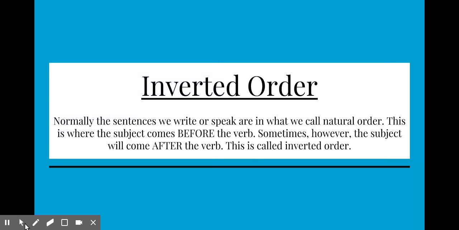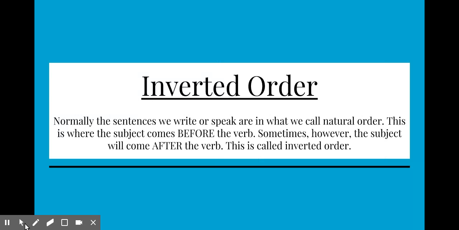Okay, we want to talk first about inverted order. Normally the sentences that we write or speak are in what we call natural order. It's the natural way that we speak. Usually the subject comes before the verb. However, there are times where the subject will come after the verb. This is called inverted order. Think about math. When you invert something, you flip it around.